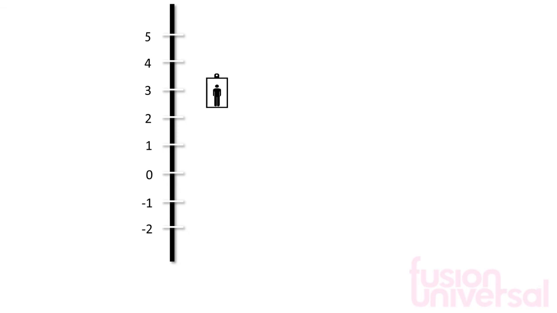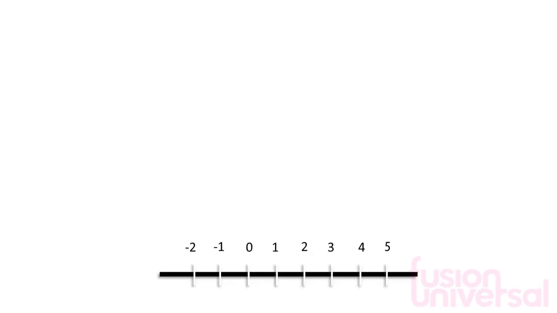Now let's look at these number lines written horizontally, which is the way we're used to seeing them. The person in the lift going down to the car parks can be represented like this. We start at floor 3, then go down to 0, then -1, then -2.